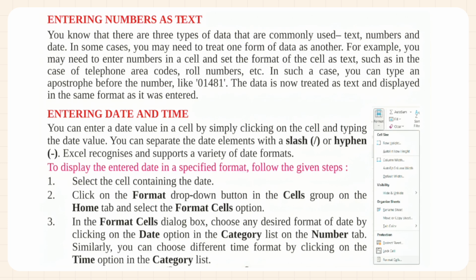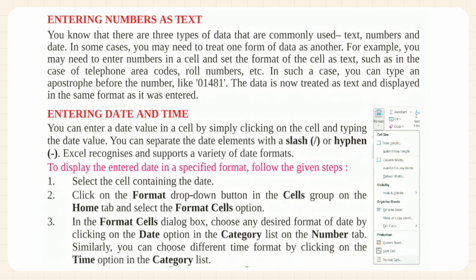Entering numbers as text. You know that there are three types of data that are commonly used: text, numbers and date. In some cases, you may need to treat one form of data as another. For example, you may need to enter numbers in a cell and set the format of the cell as text, such as in the case of telephone area codes, roll numbers, etc. In such a case, you can type an apostrophe before the number, like 01481. The data is now treated as text and displayed in the same format as it was entered.